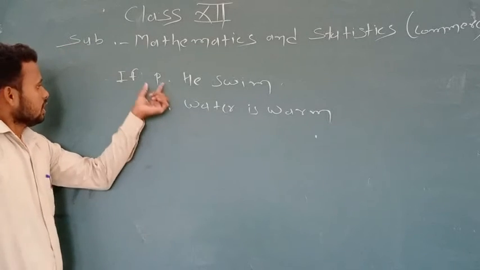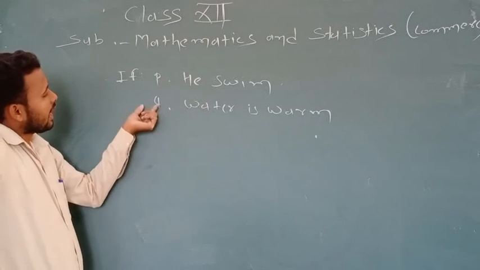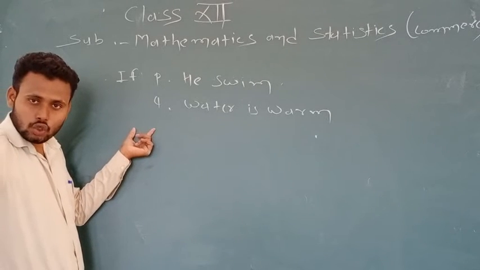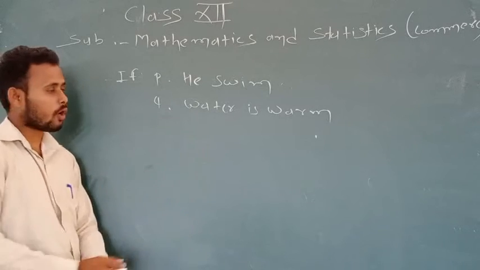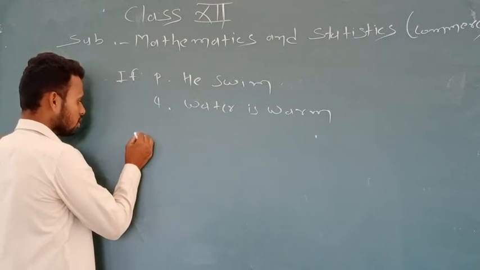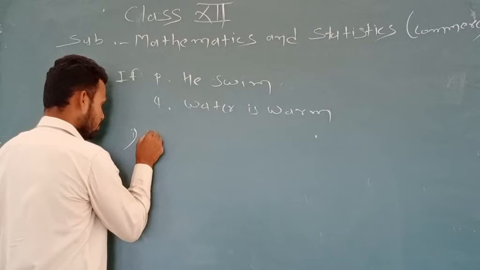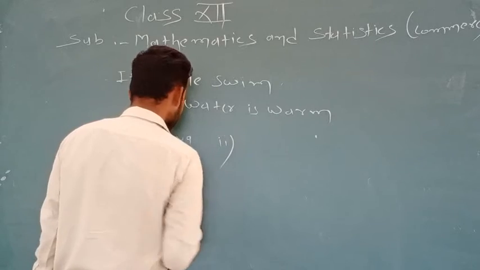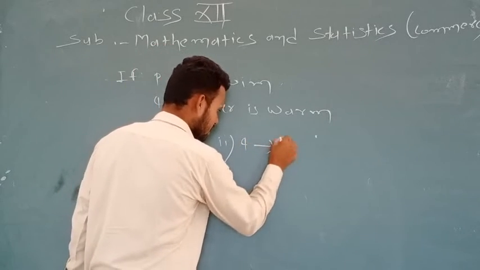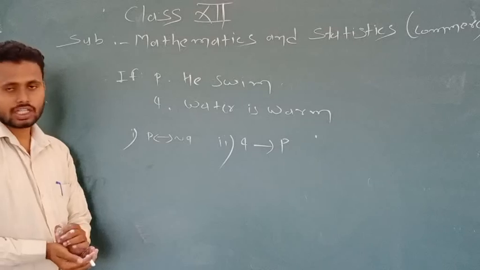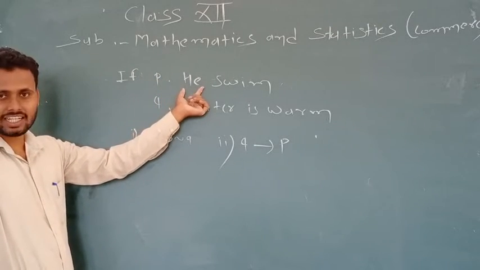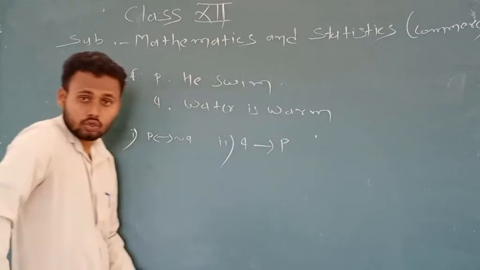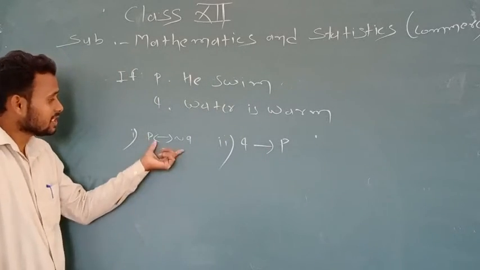Then question: if P denotes he swims and Q denotes water is warm, then give the verbal statement of the following symbolic statements. First one is P if and only if negation of Q, and second one is Q implies P. The question is: if P is the statement that he swims and Q is the statement that water is warm, then give the verbal statement of the following symbolic statements.